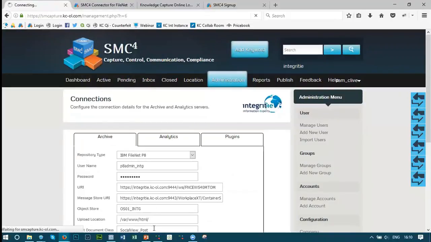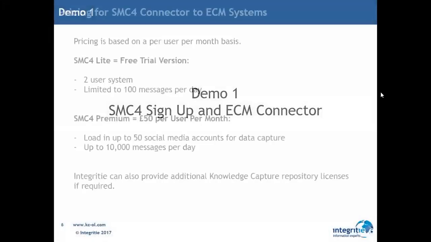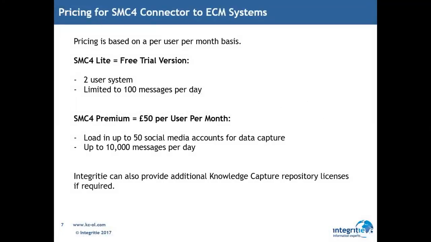I'll come back to SMC4 shortly, but if I just jump back into the slides and give you a quick overview of the pricing model relating to this particular functionality. We have the light version, which is available for a free trial. This gets you a 2-user system, and you can look at up to 100 messages per day. The way the system works is it looks at the social media accounts you've loaded into the platform. From a business's perspective, you can load your own social accounts in, and it will track all inbound and outbound correspondence that's happening on social media. Any direct mentions to that page or account, it will pick those up, and any follow-on conversations as well.